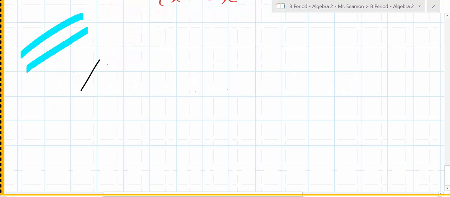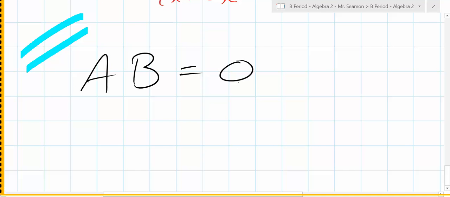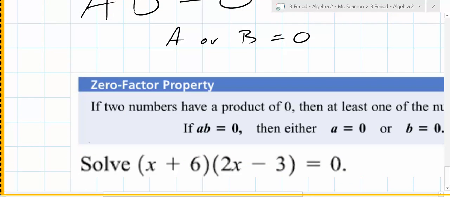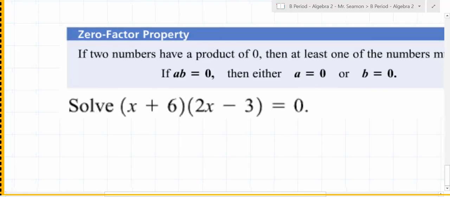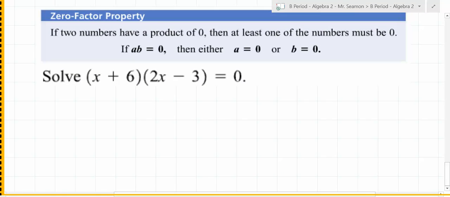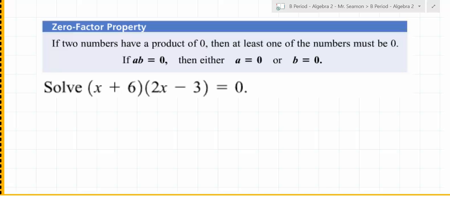So let me give a times b equals 0. What can you tell me about a and b? If two things multiply together, one or both have to be 0. You know that a or b equals 0. The way it's said is the zero product property, zero factor property. If two things multiply together to get 0, then at least one of them has to be 0. Is there any other way for that to be equal to 0? No.